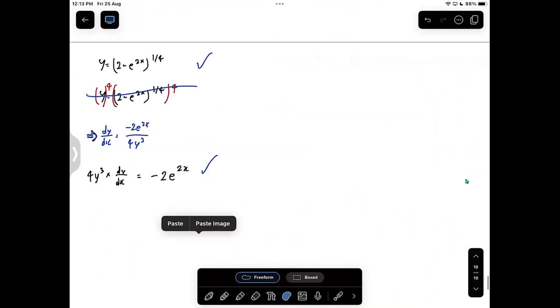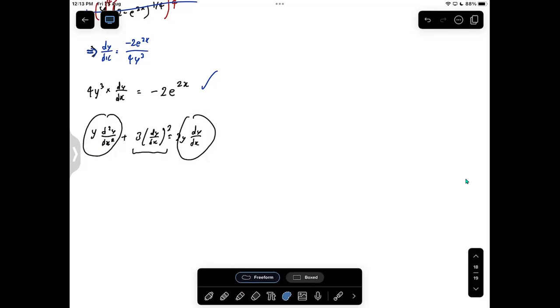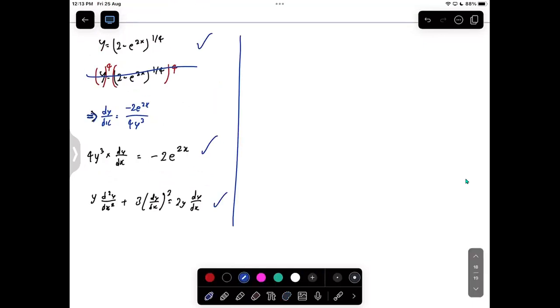So if you cannot prove this identity, don't worry, you can still use the result for the next line, which is to sub x equals to 0. So what happens to my y? Or in other words, y of 0. Sub in 2 minus e power 0. 2 times 0 is 0. So the power of 1/4. So e power 0 is 1. So 2 minus 1, which is just 1. So the power of anything is just 1.